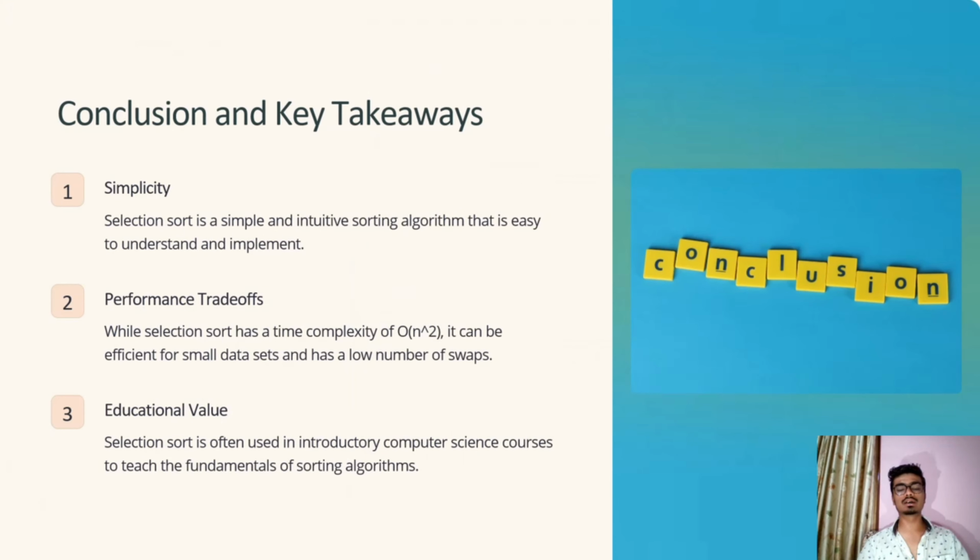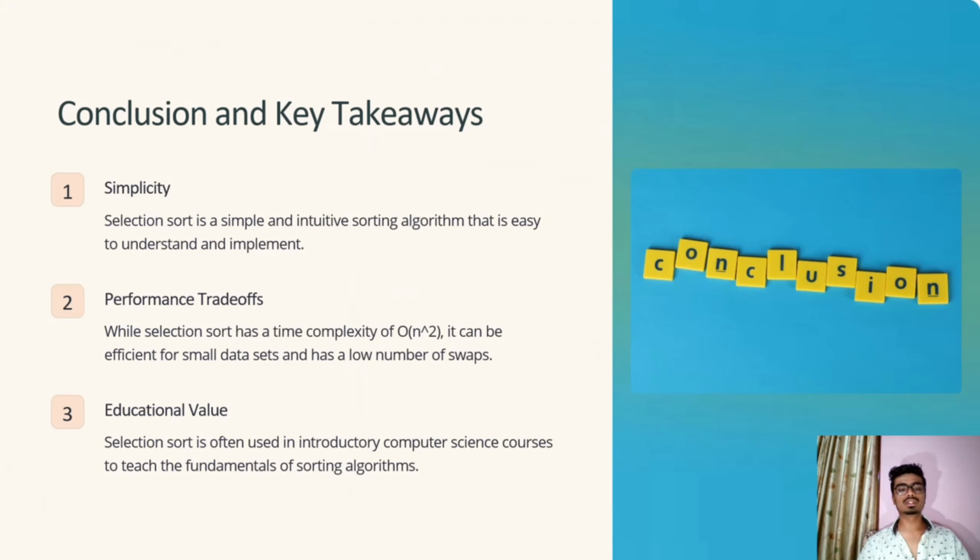Conclusion and key takeaways. Simplicity: selection sort is a simple and intuitive sorting algorithm that is easy to understand and implement. Performance trade-off: while selection sort has a time complexity of O(n squared), it can be efficient for smaller data sets and has a lower number of swaps. Educational value: selection sort is often used in introductory computer science courses and it teaches the fundamentals of sorting.